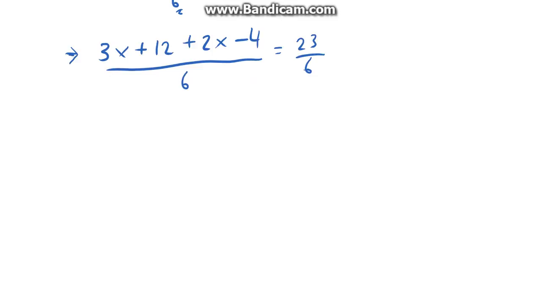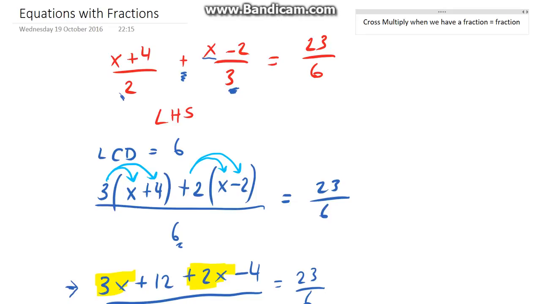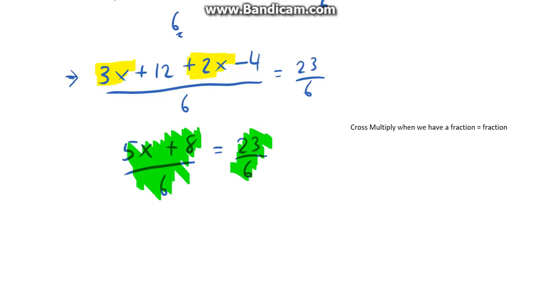So just look at it now. Like with like, so addition of our algebra. 3x plus 2x will give us 5x. And then our numbers are like, so plus 12 minus 4 will give us plus 8, all over 6 equals 23 over 6. So like we said earlier on, we can cross multiply when we have a fraction equals a fraction. At this stage the left hand side is just one fraction, equals a fraction. So therefore we can cross multiply.